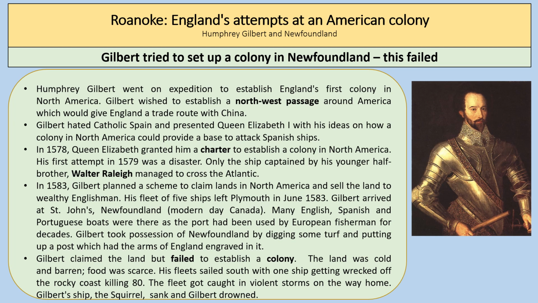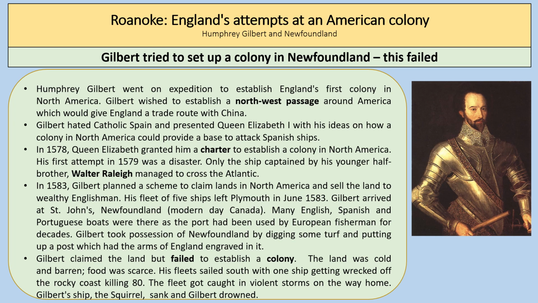But in 1583, Gilbert planned a scheme to claim lands in North America and sell the land to wealthy Englishmen. His fleet of 5 ships left Plymouth in June 1583. Gilbert arrived at St John's, Newfoundland, which is in modern-day Canada. Many English, Spanish and Portuguese boats were there as the port had been used by European fishermen for decades.